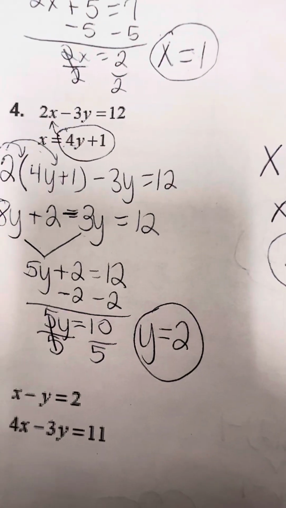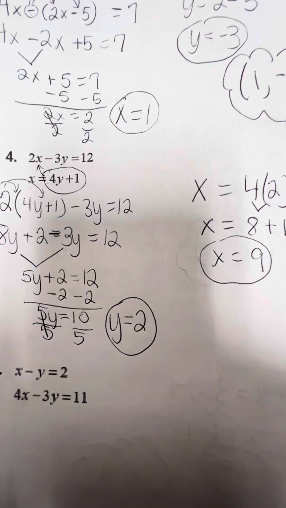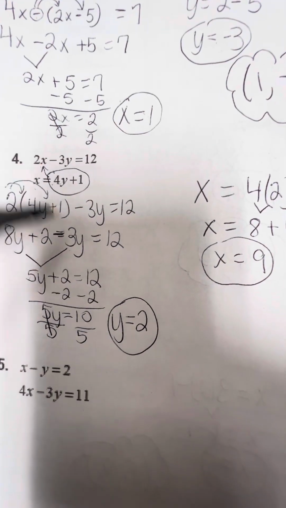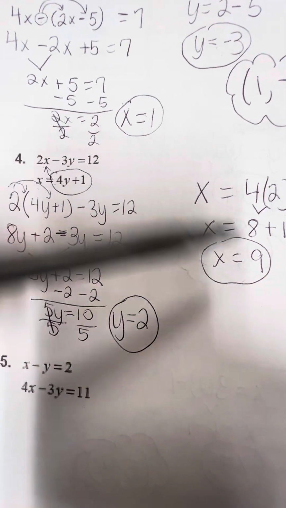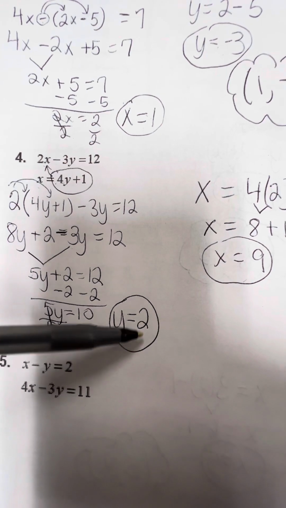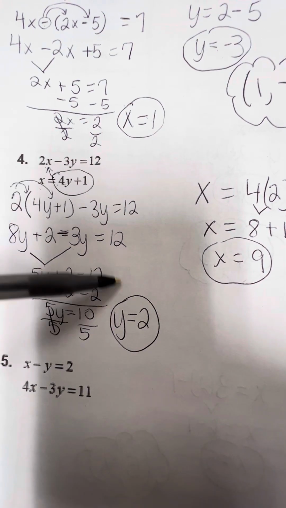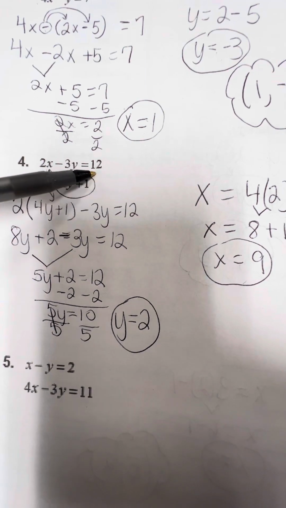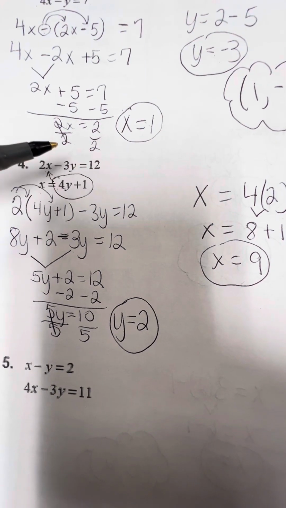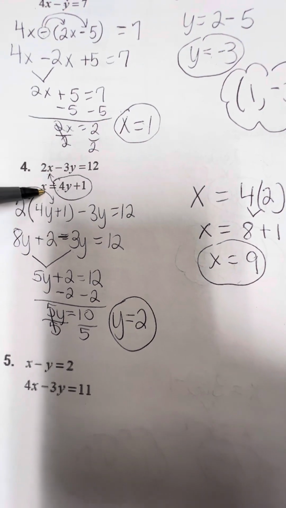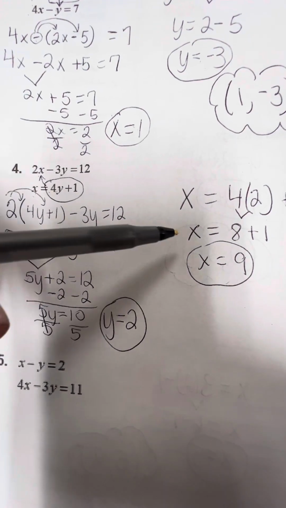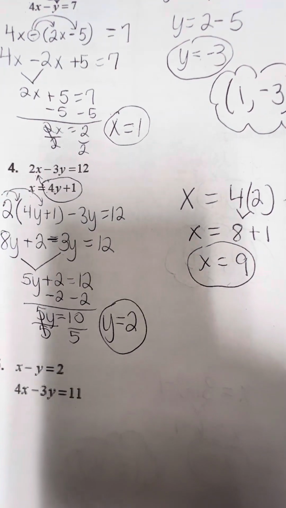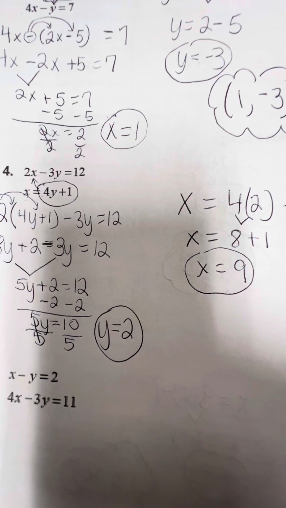We should always go back and double check to make sure that it does make both equations true. 2 times 9 is 18, minus 3 times y, which is 2. So 3 times 2 is 6. So 18 minus 6 does equal 12. So I did do this accurately. And obviously it does work with the other equation because that's how we solved to get x. So I know that those two numbers work in both of my equations.